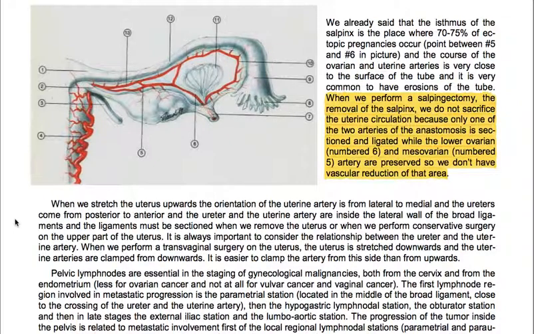When you perform a transvaginal surgery, the uterus is stretched downwards, and the uterine arteries are clamped from downwards.